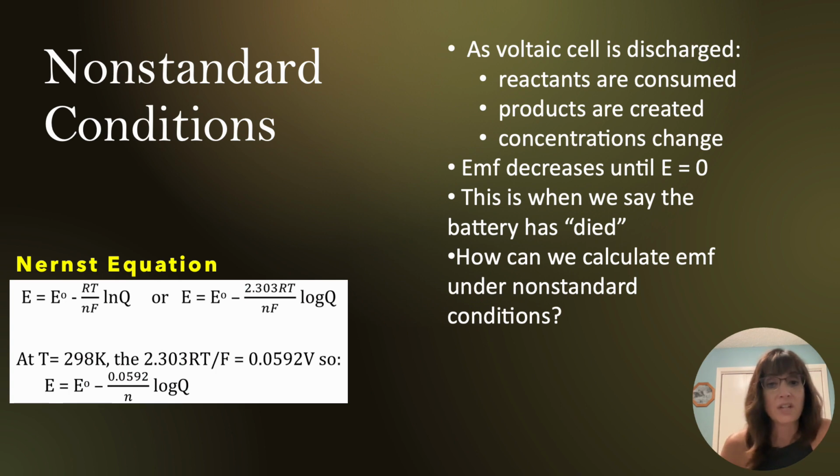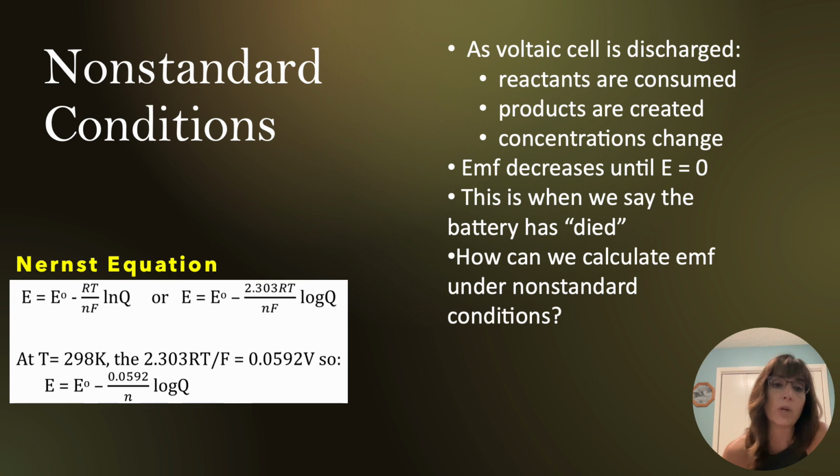You guys know that eventually all batteries die. Why? Well, as a voltaic cell is discharged, the reactants are used up, products are created, and the concentrations change. That's hard to say. And so when your electromotive force decreases and E equals 0, the battery is now dead. It's not going to have any more juice to keep going. So how can we calculate EMF under non-standard conditions? What if we don't have 1 molar solution? What if the temperature is different? Usually we're talking about concentrations.